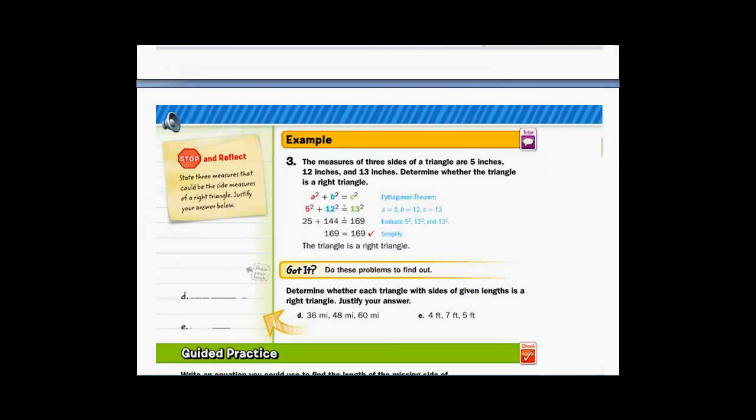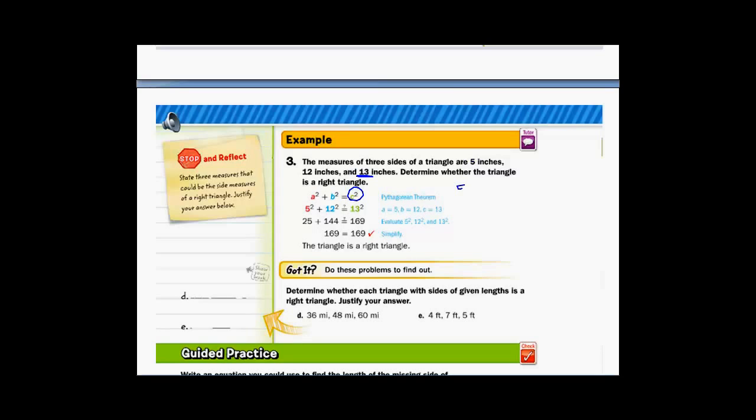Example 3. The measures of 3 sides of a triangle are 5 inches, 12 inches, and 13 inches. Determine whether the triangle is a right triangle. So your job, does it fit the Pythagorean theorem? Now, as far as the legs, it does not matter which one of them are 5 and 12. But remember I told you the hypotenuse was the biggest one. The hypotenuse is c squared. The biggest one will always be c. The other two, it doesn't matter which one it is.